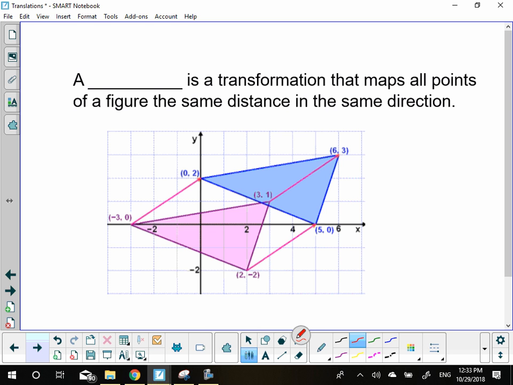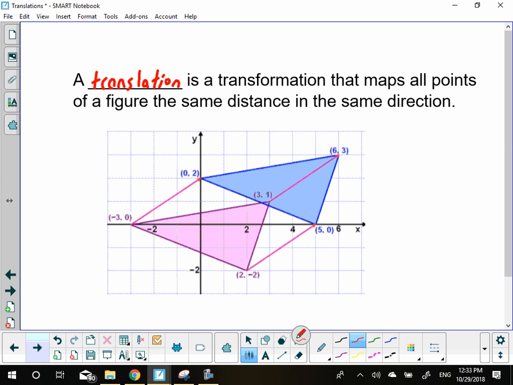Okay. So then, talk about specific types of transformations. Which one maps all points of a figure the same distance in the same direction? Which one needs sliding an object over? Translation. So this would be the translation. Translation is basically a slide. You're going up, down, left, right, something like that.